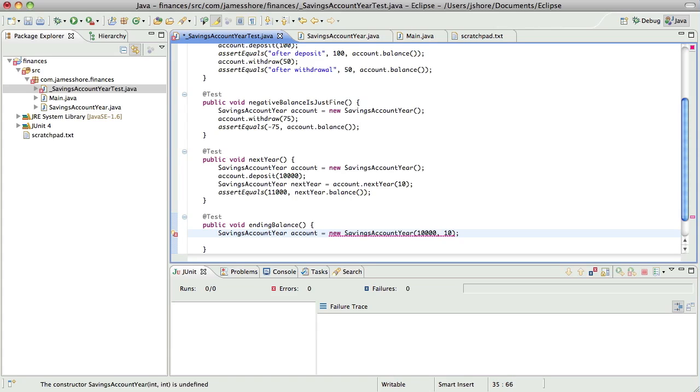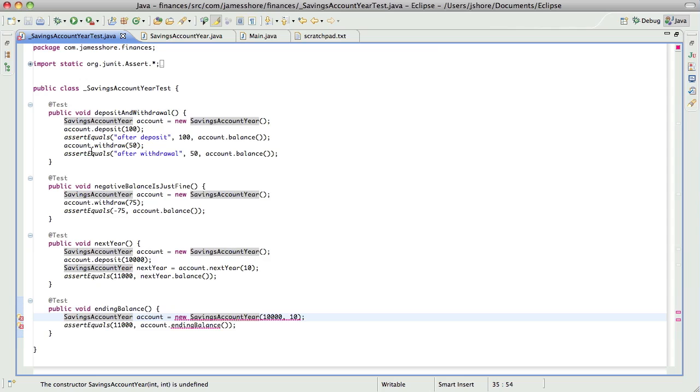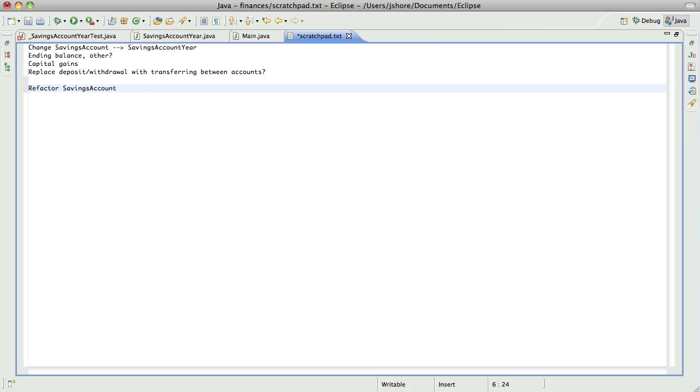And there's our primitive obsession again. This is a currency, this is an interest rate. We really need to make classes around that, I think. So we start with 10,000 with an interest rate of 10, which means that I would expect our ending balance to be 11,000. That's sort of describing a direction for this. I'm not sure how that's all going to interact, but I'm going to go ahead and code this up and then refactor.